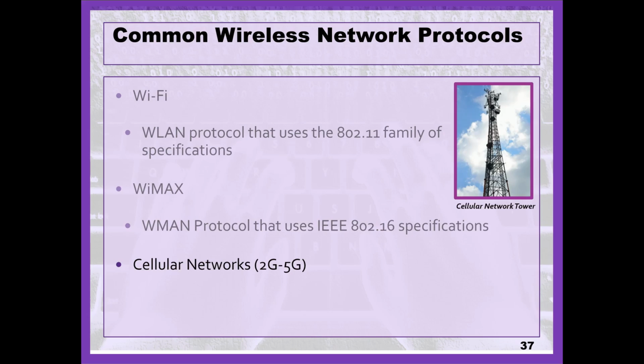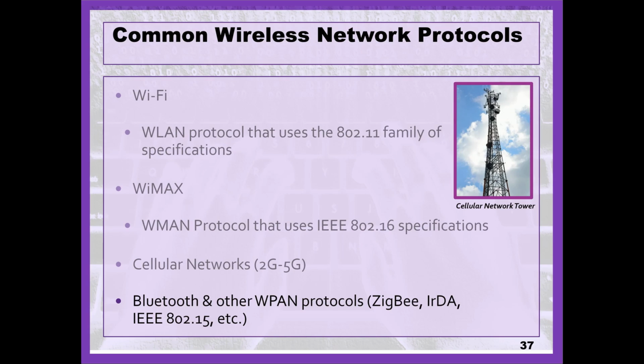Another common wireless connection type is cellular networks. These networks are used most frequently on cell phones, but can also be used on tablets and other mobile devices. They are also the primary method of data transmission for WWANs.